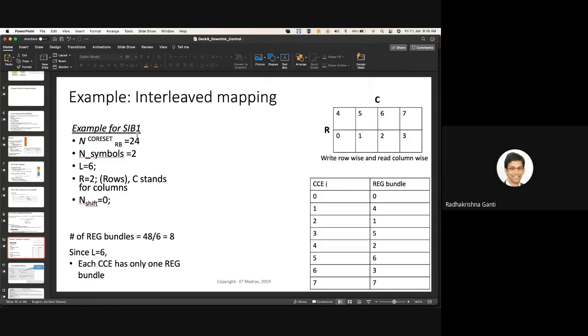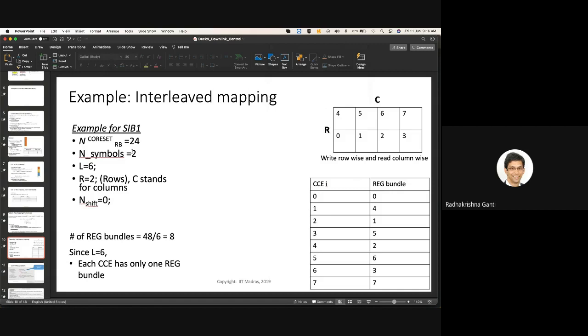First of all, how many REGs are there in total? Can anyone tell me? No, the 24 RBs and 2 symbols. So the number of REGs is 48, since 24 times 2 is 48. How many CCEs will there be? 48 REGs divided by 6, so 8 CCEs will be there.